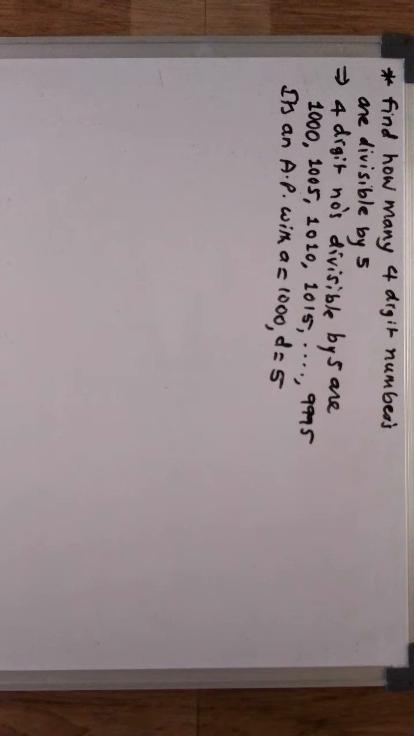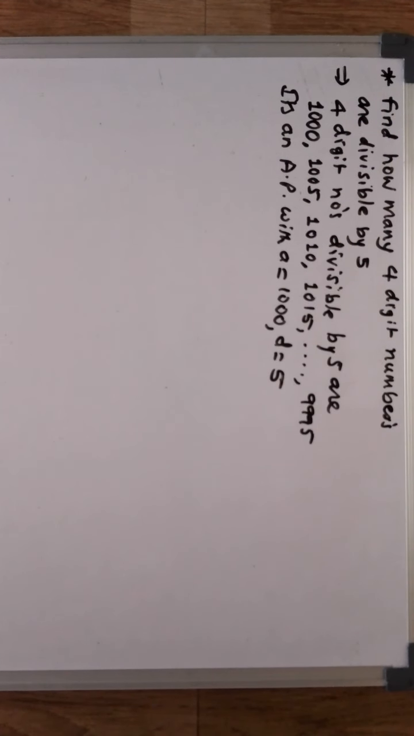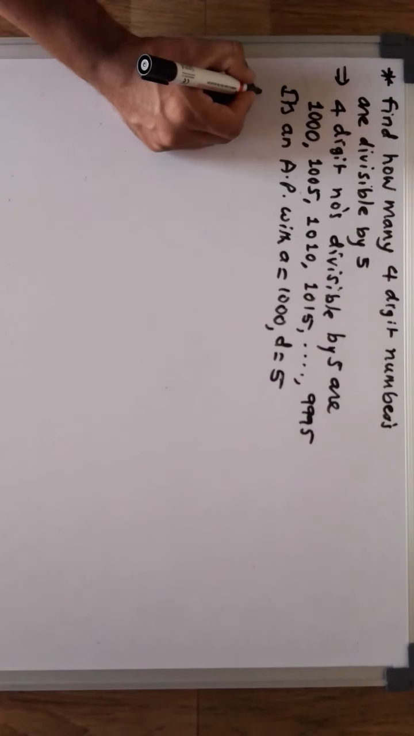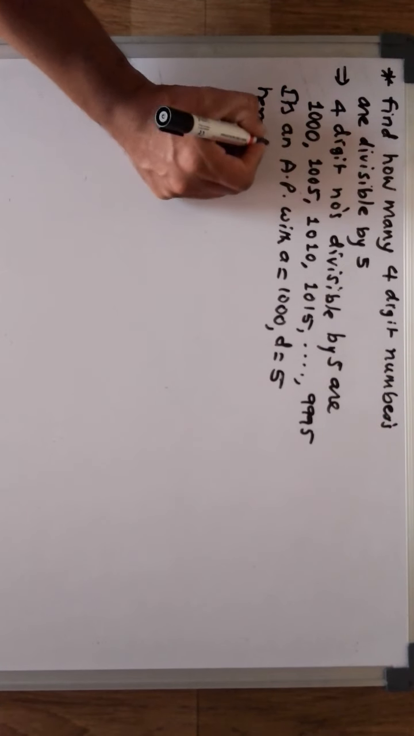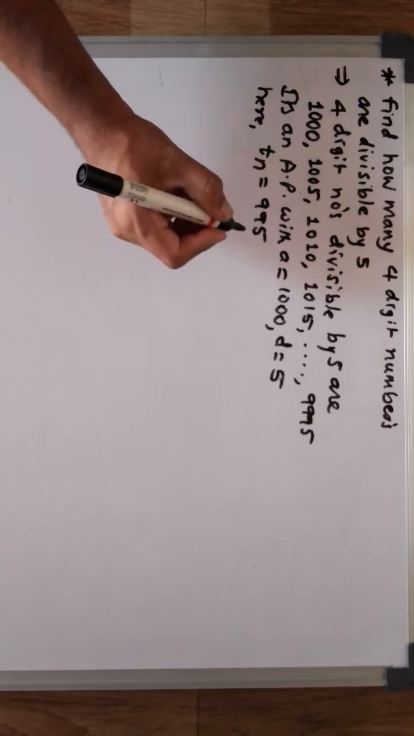Okay. Now you can say this is your last term. I will say my last term is 9995. Okay, you can write it like this: last term is 9995. And since I do not know the number of the last term, I will say here that the last term, that is the nth term, is 9995.